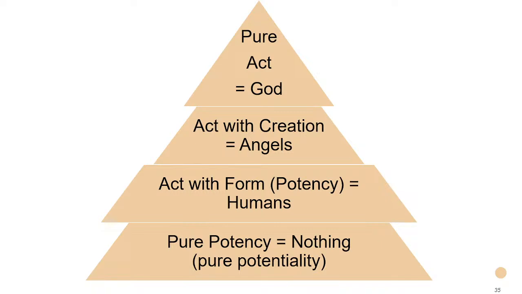This is just a diagram showing pure act to pure potency and everything in between. God is pure act: the unmoved mover, the unchanged changer. Act with creation, which is angels. God is uncreated pure spirit. Angels are created pure spirits. Humans are what are known as hylomorphic beings, namely we are made up of both form and matter. Act with form and matter, and then pure potency is nothing, at least not anything currently, until it is brought into existence.